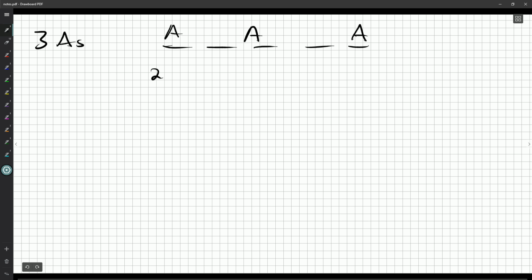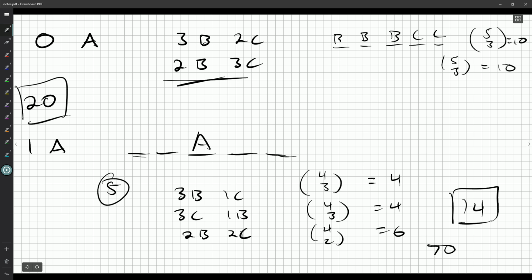You do have a choice. Do I have 2 B's? Do I have 2 C's, or do I have 1 B and 1 C? 2 choose 2, 2 choose 2. Of course, this is if you know choose notation. That's 1, 1, and 2. So 4 different ways. So now we're up to 94 in total.